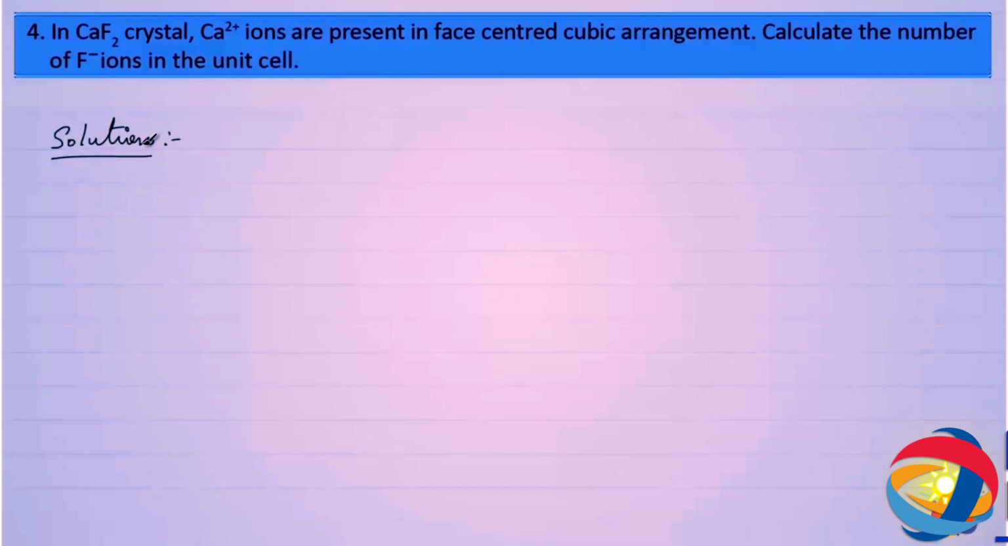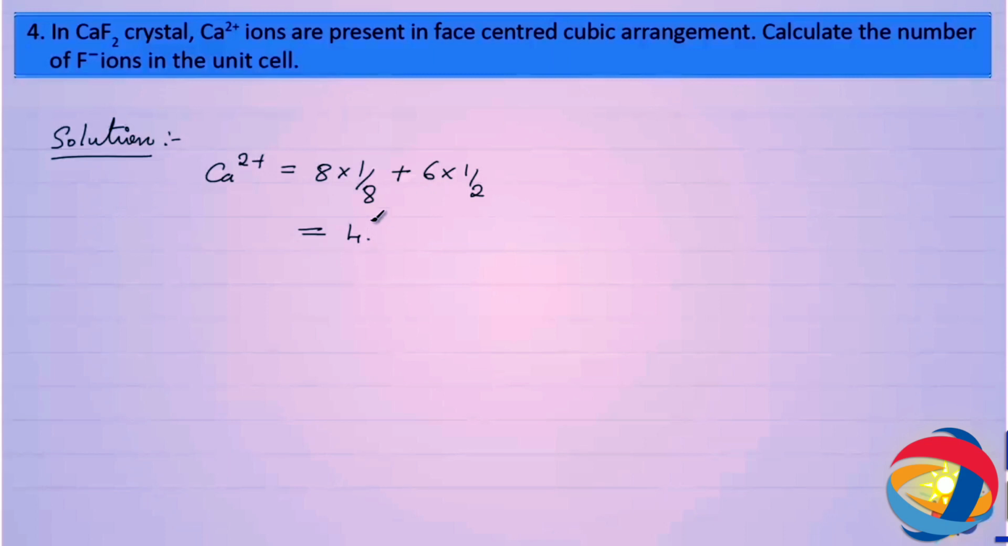Ca2 plus ions of calcium fluoride occupy 8 corners and 6 faces of the face-centered cubic unit cell. F minus ion occupy all the tetrahedral voids created due to the arrangement. Each Ca2 plus ion is surrounded by 8 F minus ions. Each F minus ion is surrounded by 4 Ca2 plus ions. Therefore, the contribution of Ca2 plus ion in this unit cell is 8 into 1 by 8 plus 6 into half, which is equal to 4.